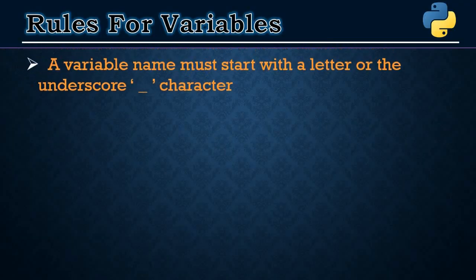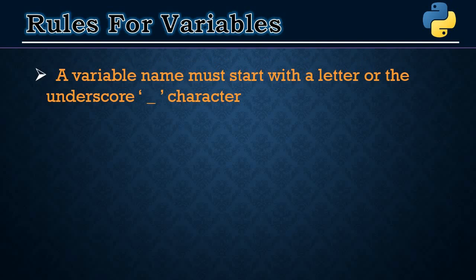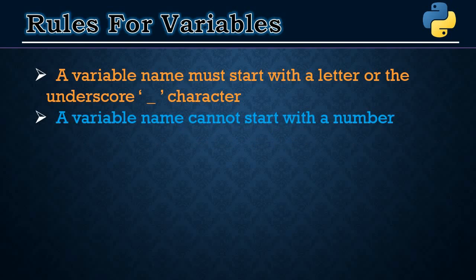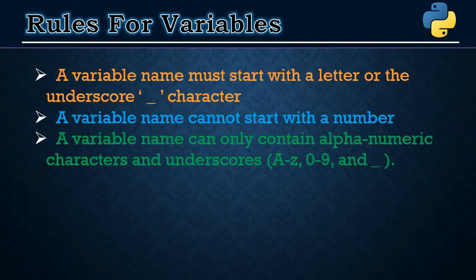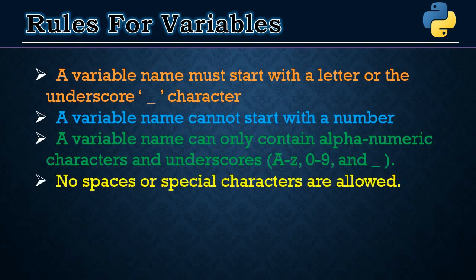First, a variable name must start with a letter or the underscore character. A variable name cannot start with a number. A variable name can only contain alphanumeric characters and underscores. That means we can only use our alphabets, that is A to Z, or our numbers, that are 0 to 9, and only one special character is allowed, which is the underscore. No spaces or special characters are allowed. We can only use underscore in our variable name.